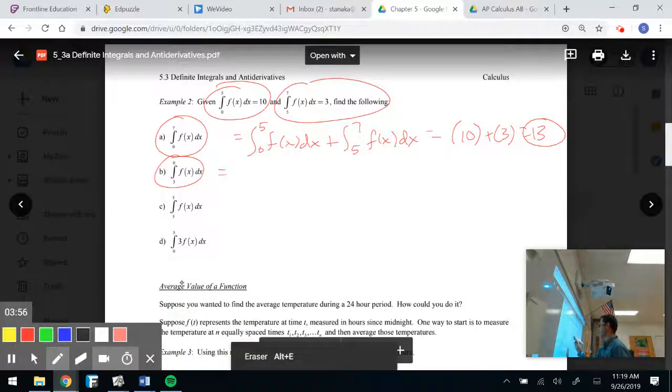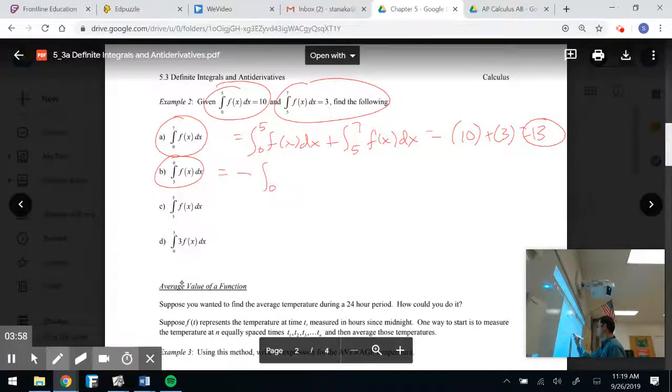But guess what? We had a property that we could put a negative out there and we could flip the limits. Oh, sweet. That means I can use that little guy up there. Negative, that's a 10, -10. Boom. I hope I have a lot of these on my next test.